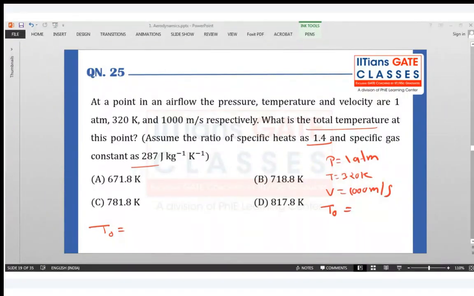I think you are going too long. There's a direct formula for it. Can you think again? T naught is static temperature plus half V square upon Cp. Does this work? Yes, that one.